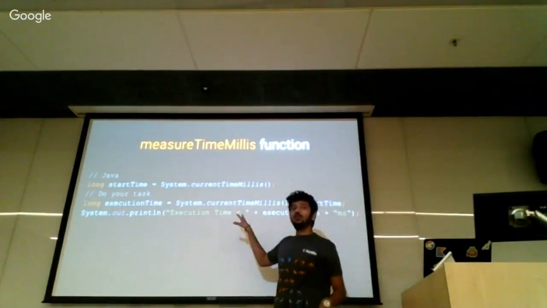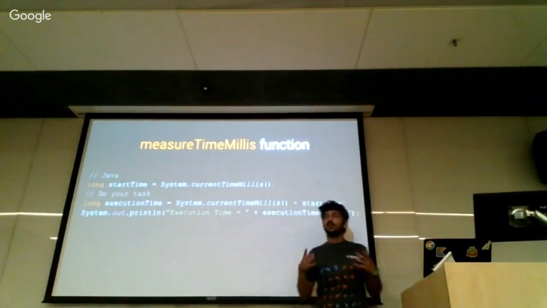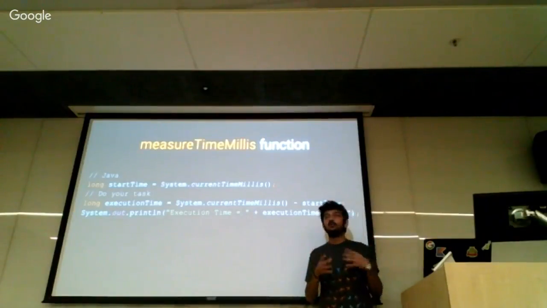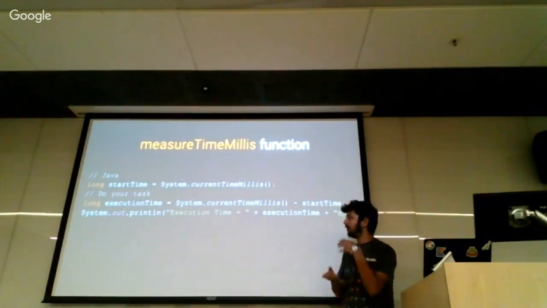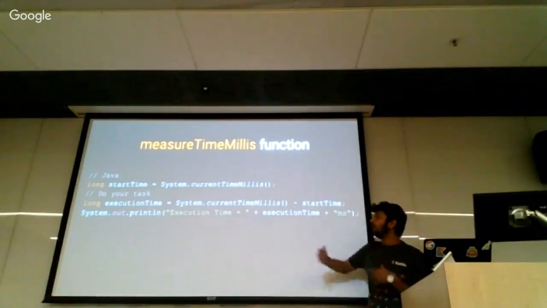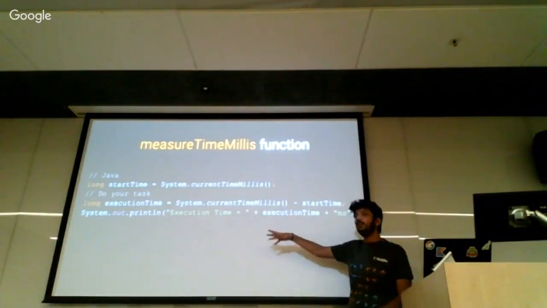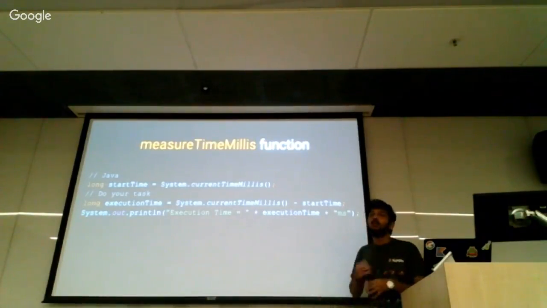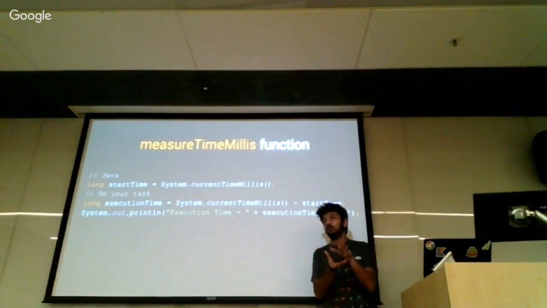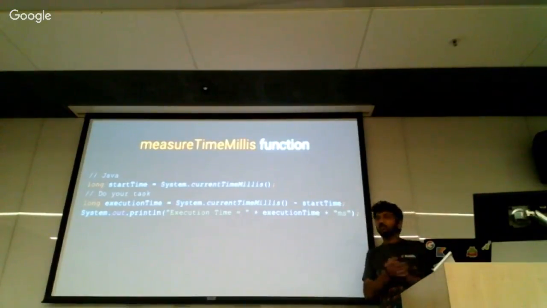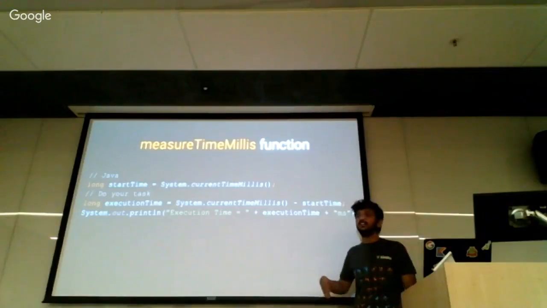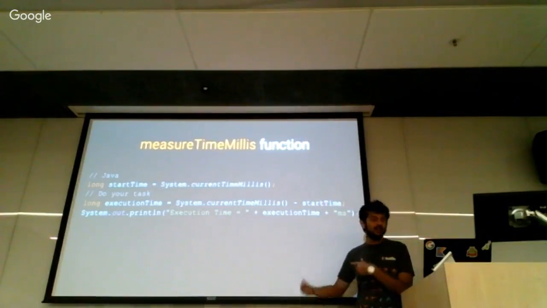I'm pretty sure every one of you has done this. You wanted to measure the execution time of a particular task, right? So you get the current time, you do your task, and then again get the current time and subtract the start time. That way you get the execution time of the piece of code which you wrote. It's pretty nice, right? But it's boilerplate code. It's pretty simple, I know, but you need to write it again and again.